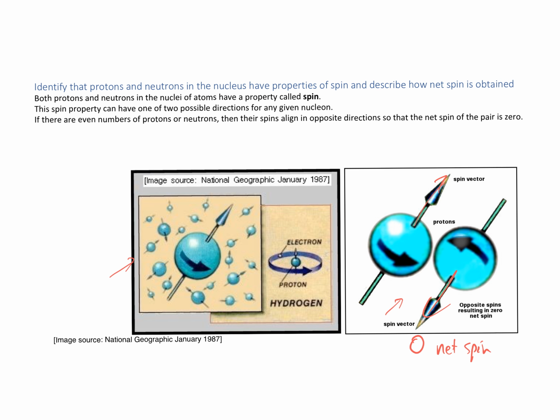They're the 2 possible directions, and this spin lines up when we put our substance, person, whatever we're scanning, in a magnetic resonance imaging machine.